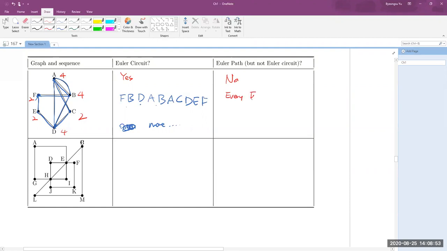Every Eulerian path should be an Eulerian circuit.